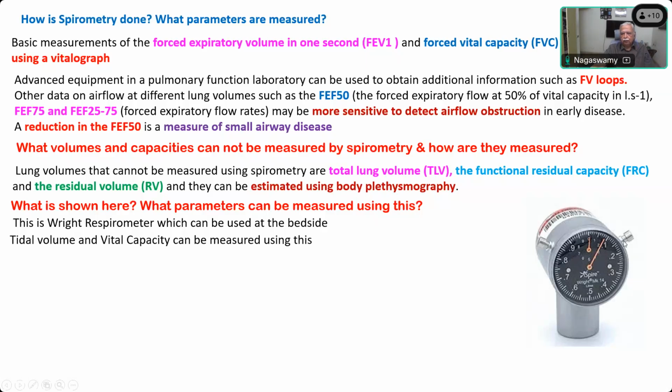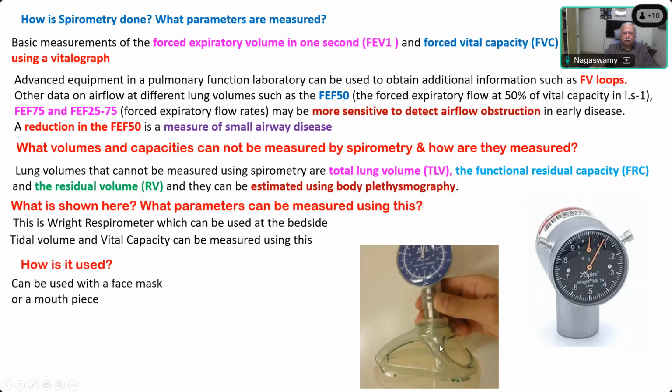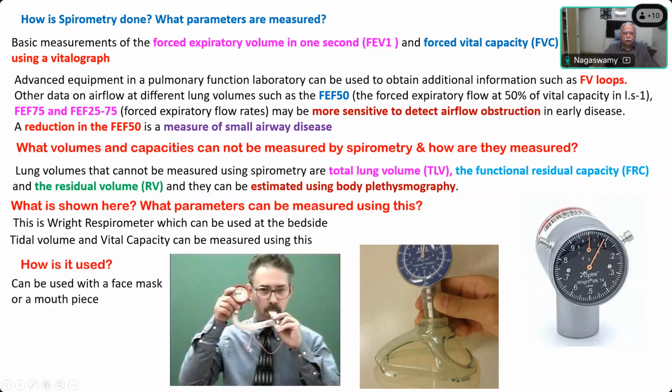So if you press one button, both will come to 0. Then you attach the mask and keep it on the patient's face. The other button is for on off. Once you press this, it will start recording. Then you press it again, it will stop at that level. So one button for resetting to 0, the other for on off, and you can use it by attaching a face mask like this and putting it onto the patient's face, or you can use a mouthpiece and ask the patient to blow through this and record that. Okay. So which one do you think will be better?